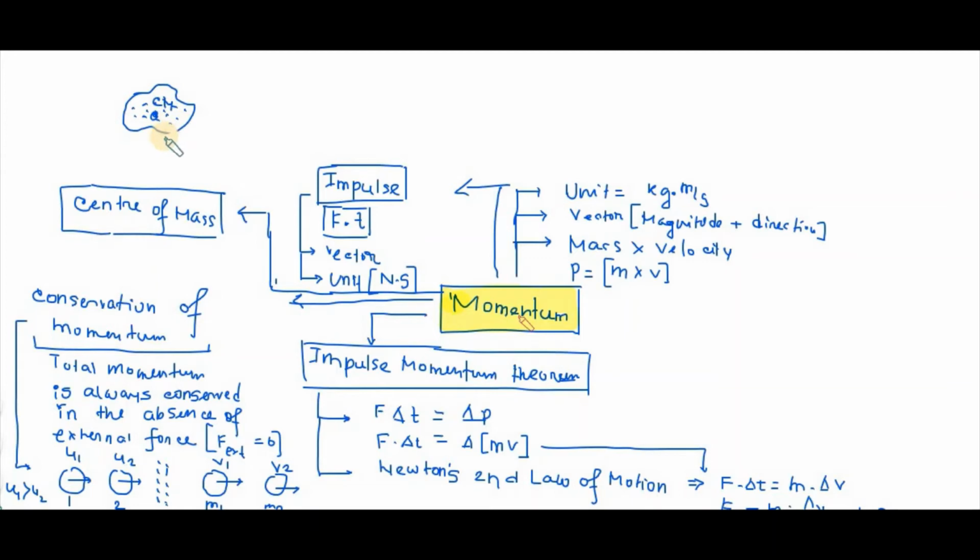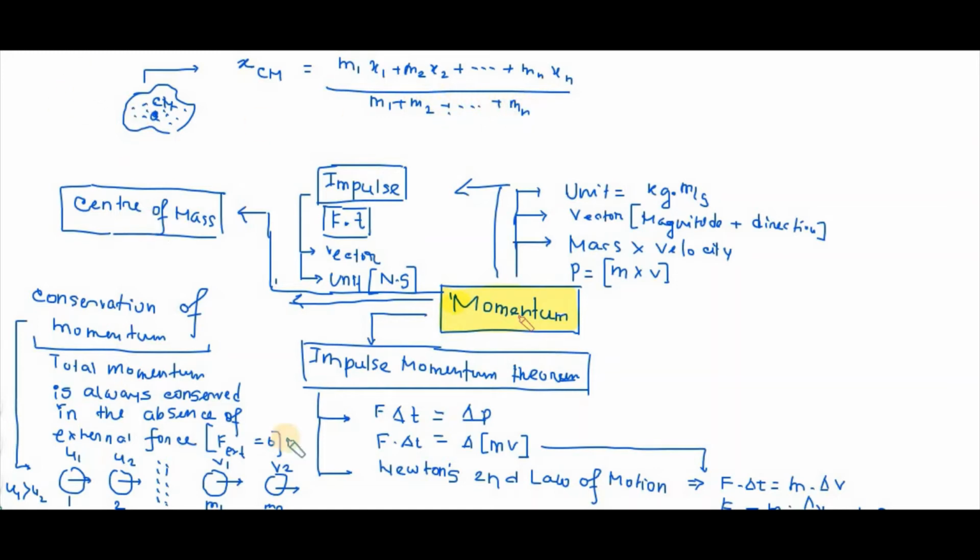Now the mathematical expression of the center of mass: it basically represents coordinates. In a 2D frame, the coordinates of the center of mass can be represented as m1 x1 plus m2 x2 plus dot dot mn xn, upon m1 plus m2 dot dot mn.